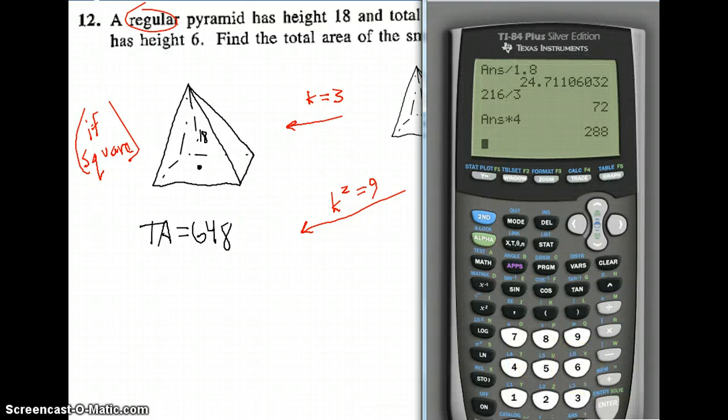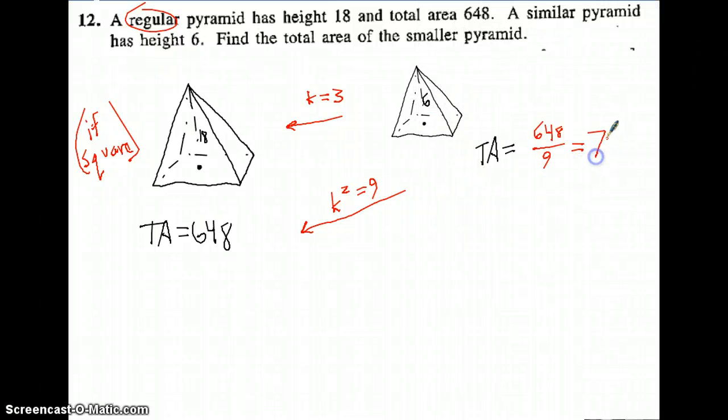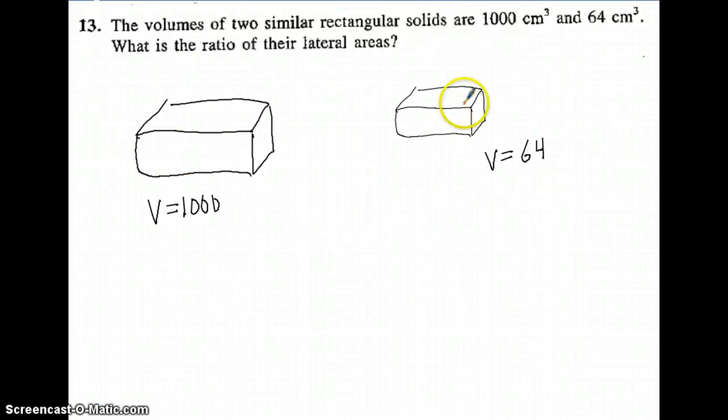And that I can't do in my head. 648 divided by 9 is probably a nice number knowing this book. Yep, 72. Great. Okay, again here I probably didn't even need to draw them. They don't have to be things you can find lengths and widths and stuff on. We just know what the two volumes are.